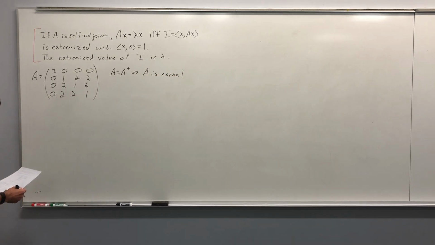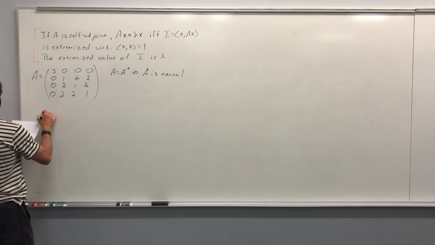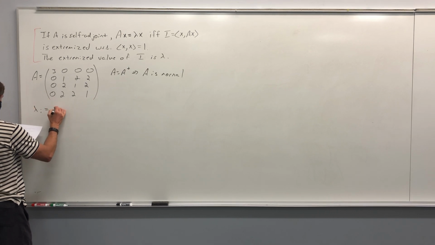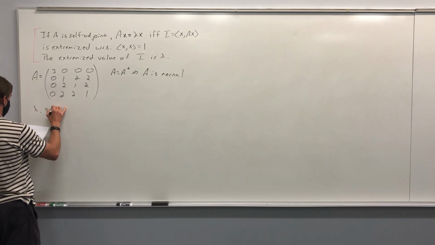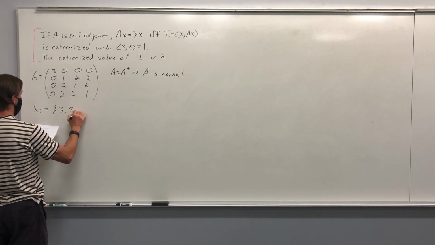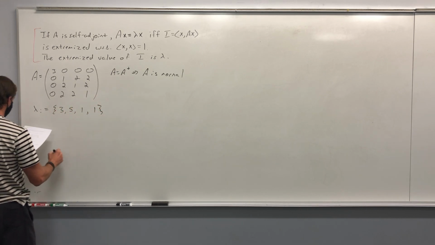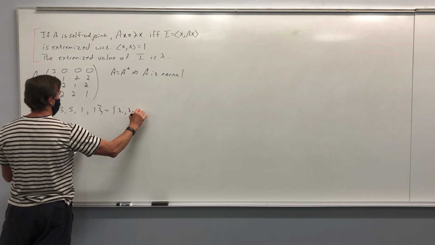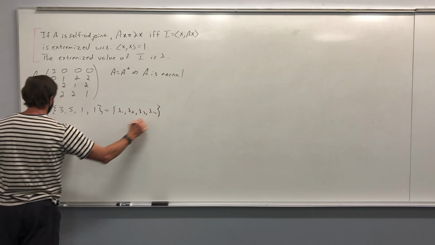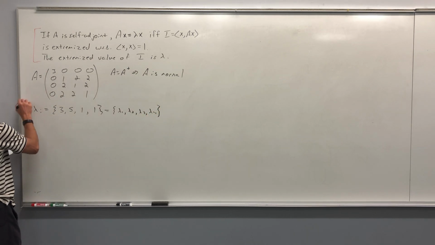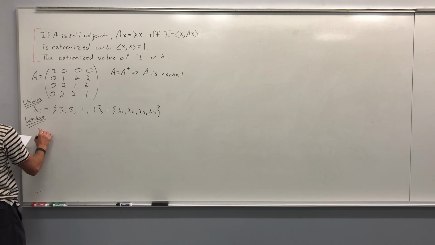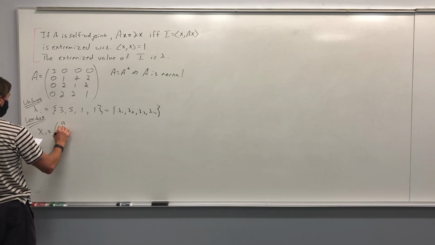Okay? And the eigenvalues of A are, in no particular order, 3, 5, 1, and 1. I'll refer to those as lambda 1, lambda 2, lambda 3, lambda 4. And then the eigenvectors: x1 is A, 0, 0, 0.